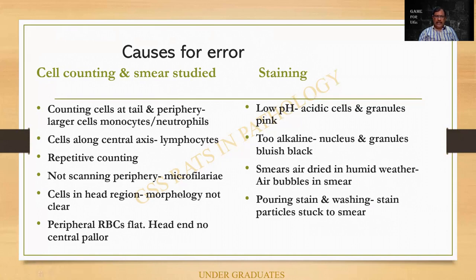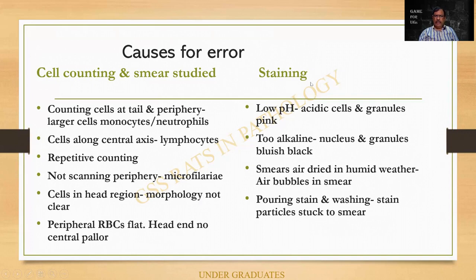The cells in the head region will not be spread out, and therefore the morphology cannot be clearly made out. And in the peripheral region, the RBCs are flat. It will be only at the junction that I will be able to make out the central pallor and the peripheral rim of hemoglobinization. So these are all some of the causes for error.